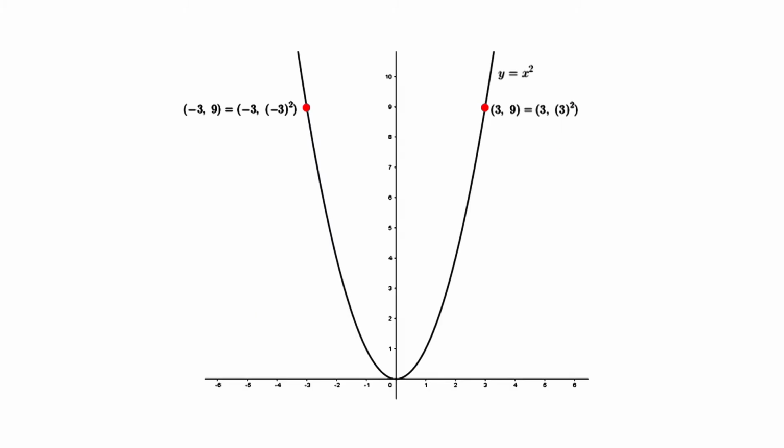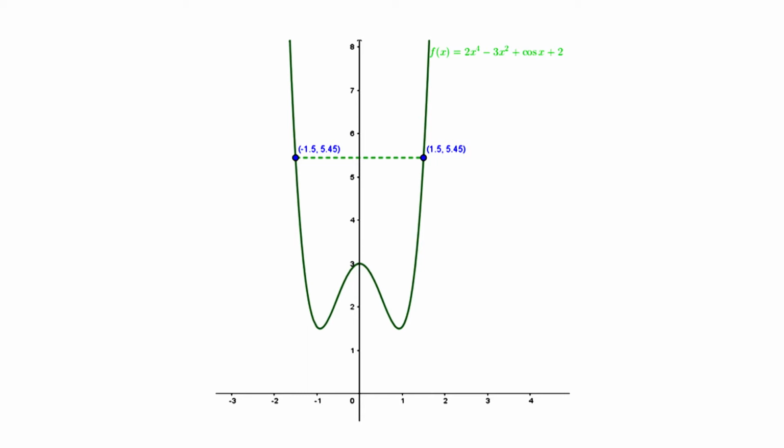For example, the graph of y equal to x square is symmetrical about the y axis, as the equation y equal to x square is not altered when x is replaced by minus x. As another example, the equation y equal to 2x to the power 4 minus 3x square plus cos x plus 2 is not altered when x is replaced by minus x. Hence, its graph is symmetric about y axis.